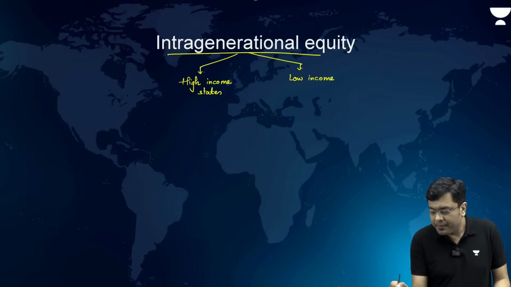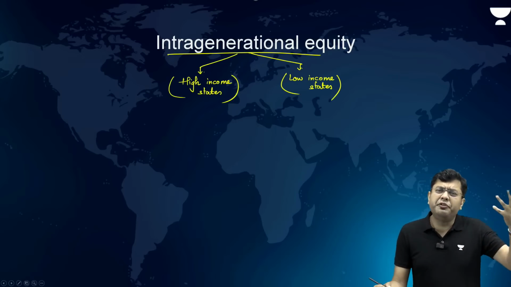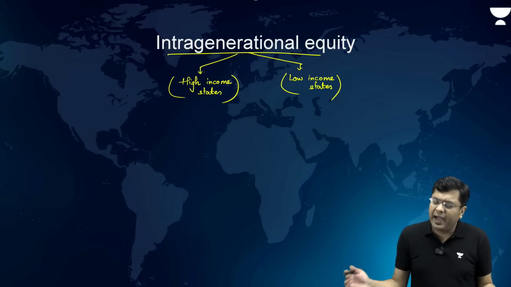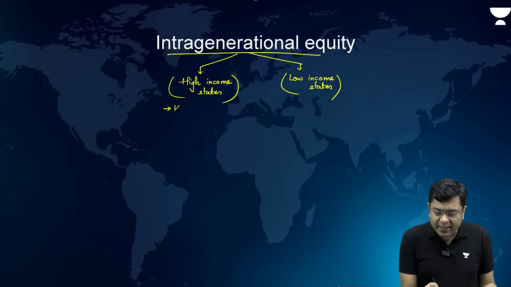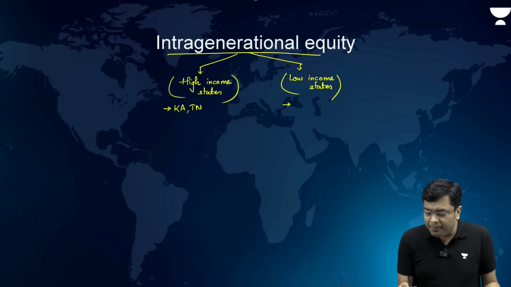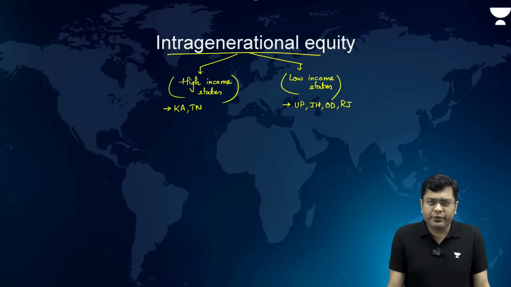Now there, the argument, which has been going around for the past year and gained a vociferous pitch during the electoral season, has been the fact that high income states such as Karnataka, Tamil Nadu, etc., end up paying a much greater amount of taxes as compared to states such as, let's suppose, UP, Jharkhand, Odisha, Rajasthan, Madhya Pradesh, Bihar, and all those.